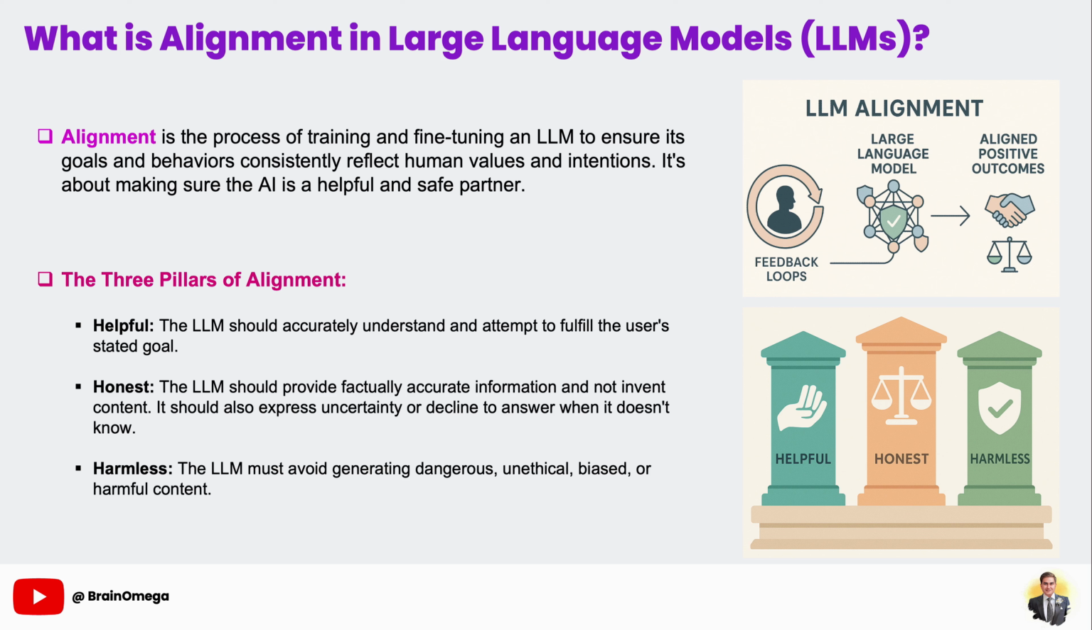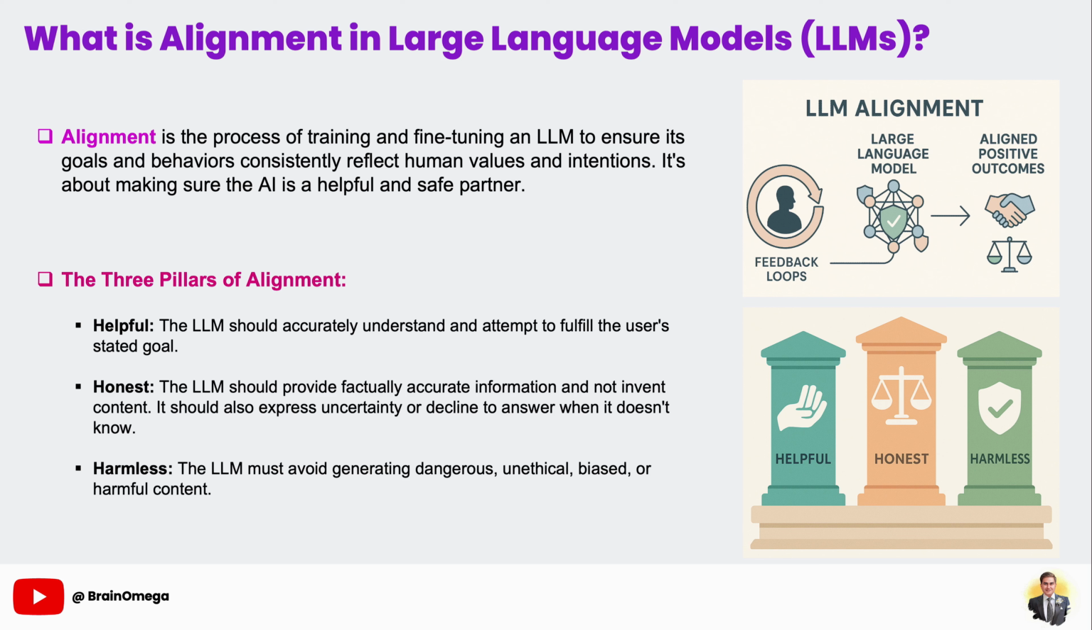First, helpful. This means the AI must go beyond just processing words. It needs to accurately grasp the user's true goal and genuinely attempt to meet that need. It's about being a useful and effective tool. Second, honest. An aligned LLM must be a source of truth. It should provide factually correct information and crucially have the integrity to admit when it doesn't know something, rather than fabricating an answer.